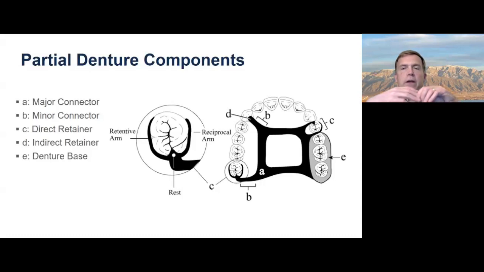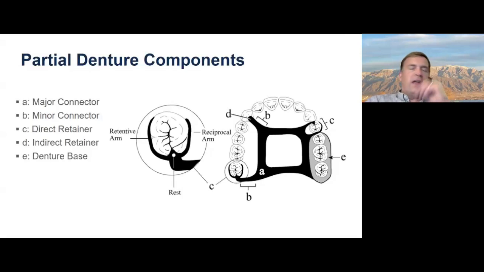Then the minor connectors connect individual components of the partial to the major connector. A lot of times, and we'll talk about this later, you can use the minor connector for other things, such as a guide plane. So be thinking about how you can make those not just a tag along, but something that actually does something functional for the partial. Direct retainers are the clasp assemblies, basically, and they're the things that actually hold the partial in place. Indirect retainers are rests.